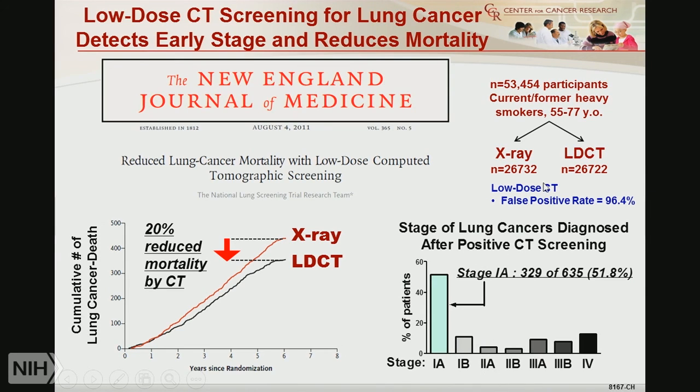What isn't good is the false positive rate is 96%. So that's even higher than the false positive rate with mammography. Mammography, the false positive rate is about 90%. So 10 biopsies in mammography, only one's going to be cancer.